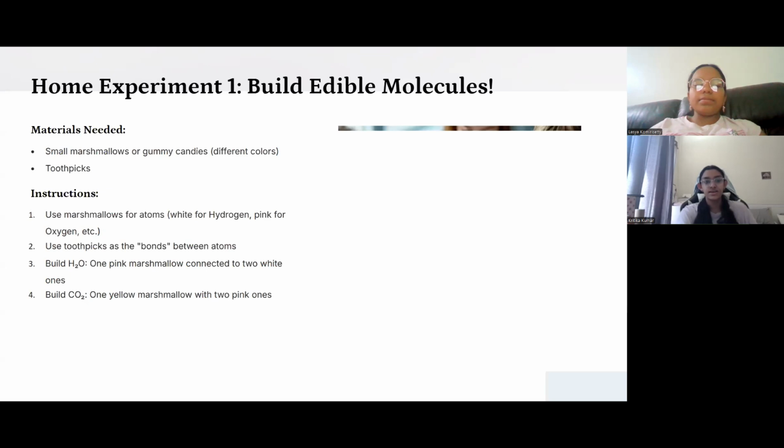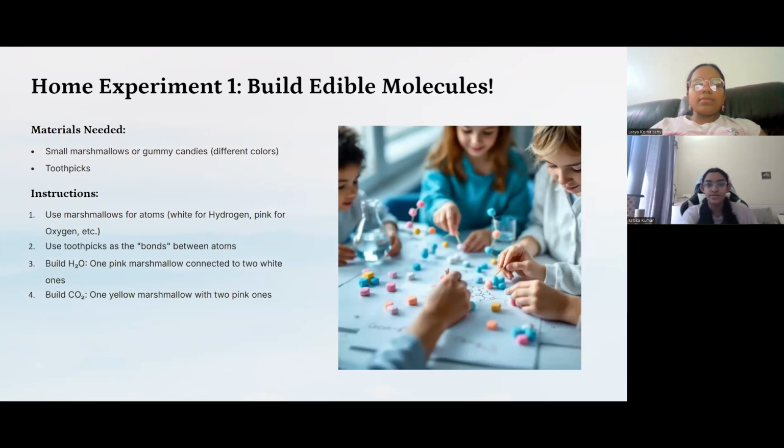Now let's talk about one home experiment. Build edible molecules. So the materials you need are small marshmallows or gummy candies of different colors and toothpicks. Now the procedure is use marshmallows for atoms, white for hydrogen, pink for oxygen, etc. It doesn't have to be the exact colors we just said, but you can have different colors. Just make sure that every atom is a different color. Use toothpicks as the bonds between atoms.